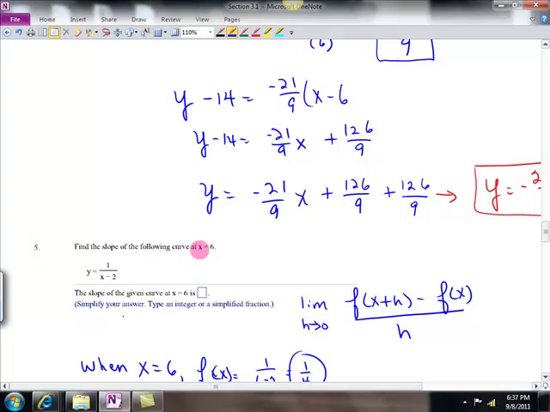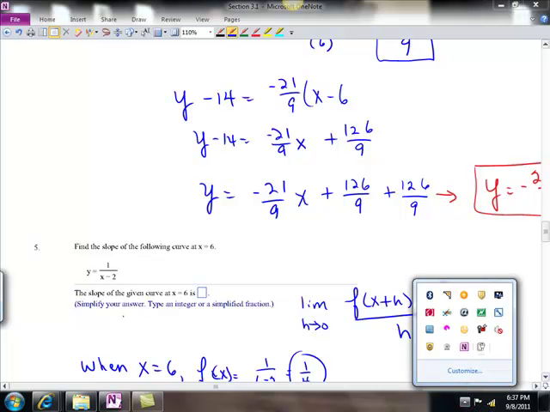Slope of the following curve at x equals 6. 1 over x minus 2. This one should not be as bad. I'm going to put us on pause and let you work that.